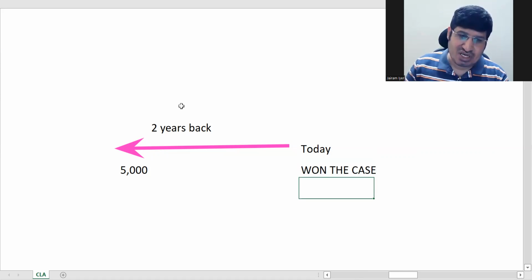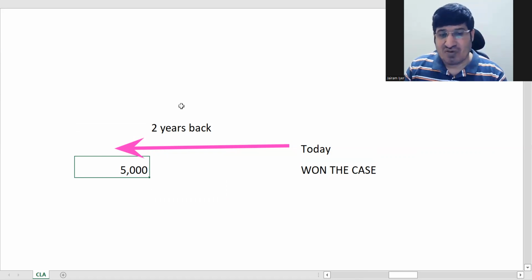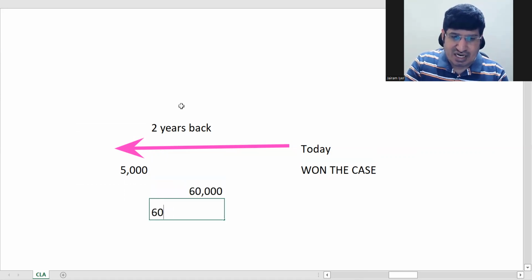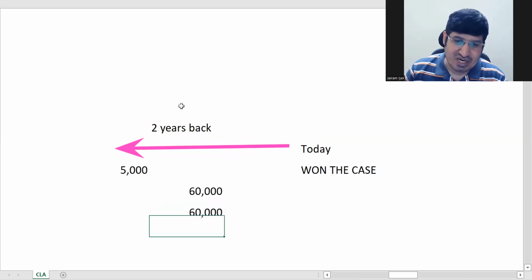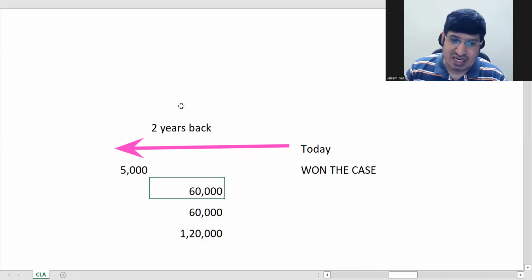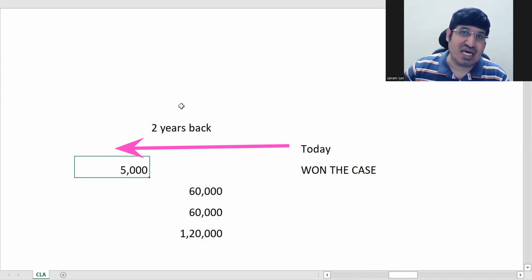For the sake of simplicity, just consider that this is 5,000 per month excess that was due to you. For 2 years, how much will it be? For 1 year it will be 12 into 5, that is 60,000, and 60,000 for the second year. So 1,20,000 extra they should pay you now. Actually this should have become due 2 years back itself, but they did not agree to it, which is why you are getting it now.